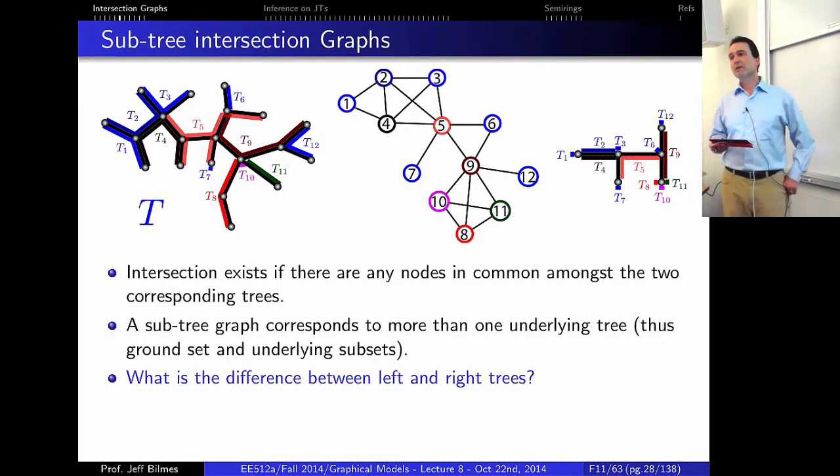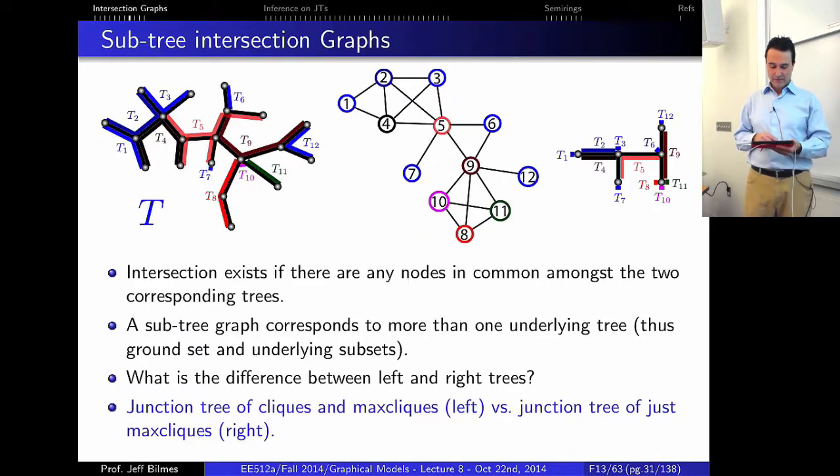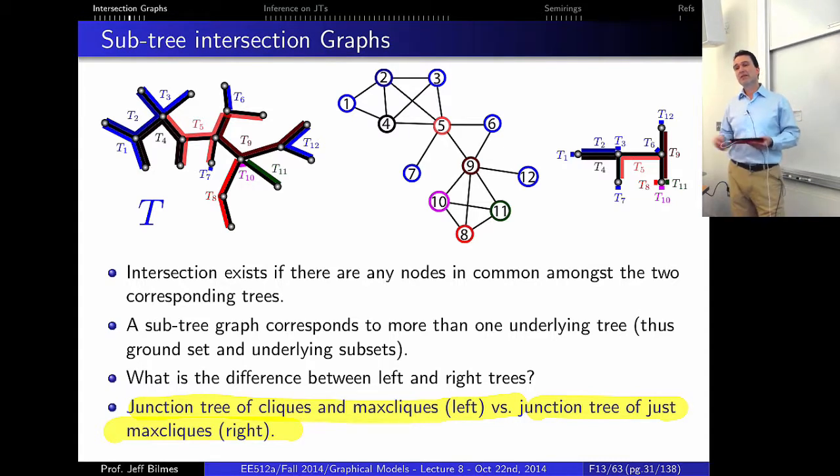And what do the vertices on the right tree correspond to in the graph? Those correspond to Maxcliques, right? So the vertices in the right tree correspond to Maxcliques in the graph. The vertices on the left correspond to not only Maxcliques but also cliques. So in some sense, the right corresponds to a tree of Maxcliques. In fact, on the left we've got a junction tree of cliques and Maxcliques, and on the right we have just a junction tree of Maxcliques. These are in fact junction trees, but they're cleverly disguised inside of a tree.